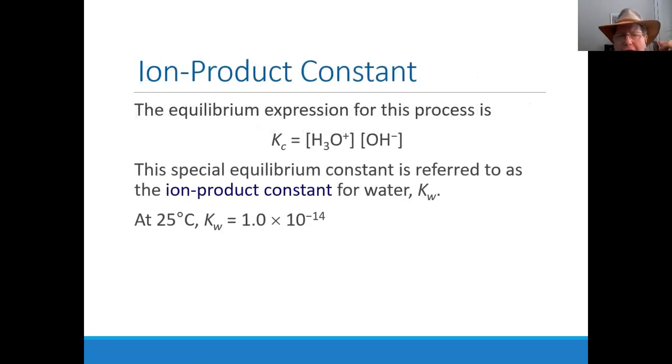So I get my concentration of my hydronium ion. Remember, H3O+ equals OH minus at neutrality. My water is neutral. They equal each other. At that point, my H3O+ is equal to 1 times 10 to the minus 7.